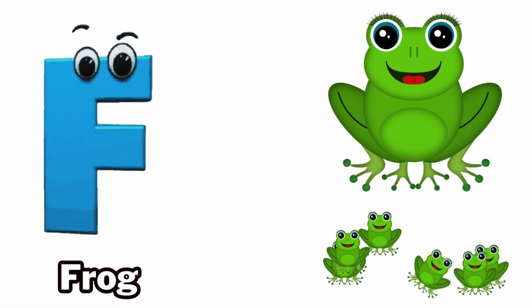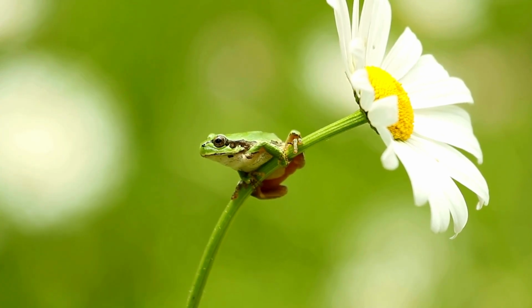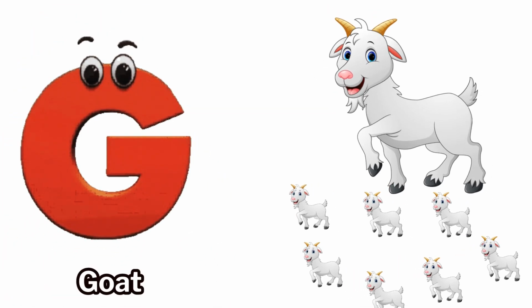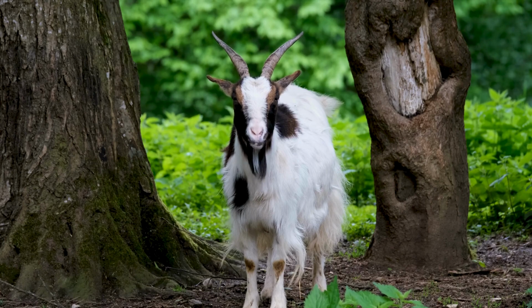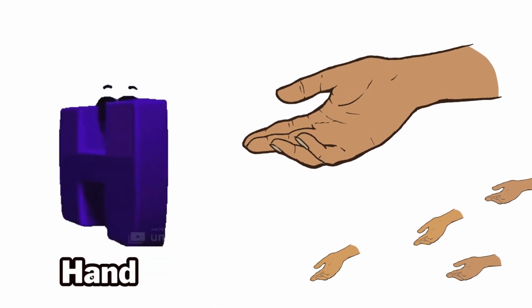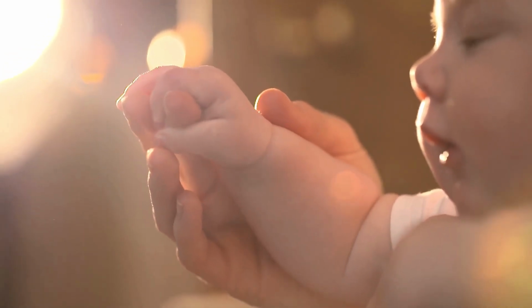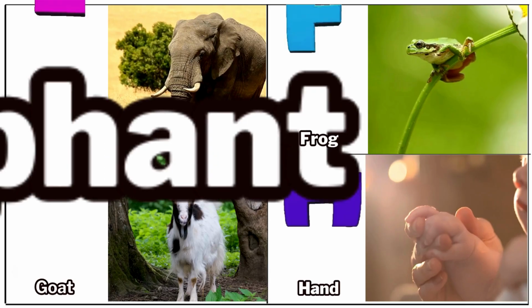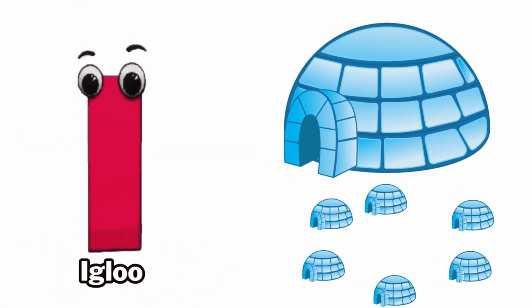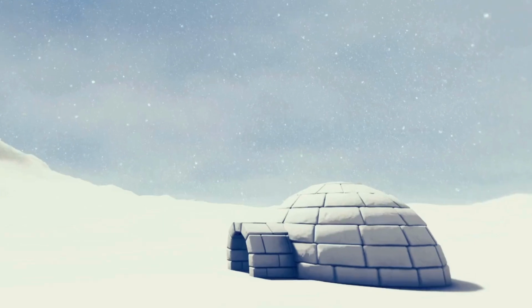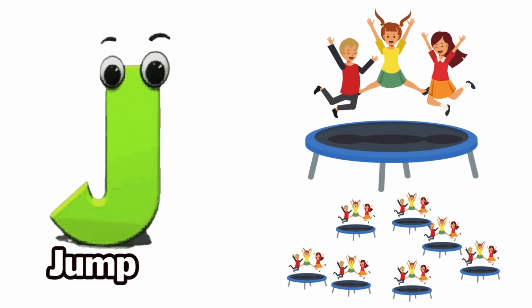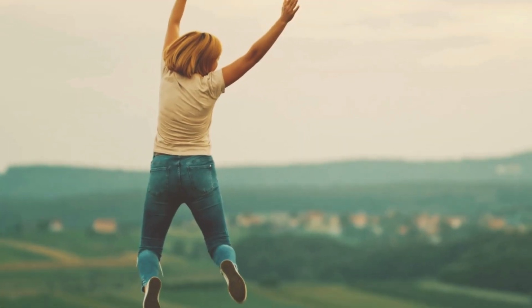F is for frog, frog. G is for goat, goat. H is for ham, ham. I is for igloo, igloo. J is for jump, jump.